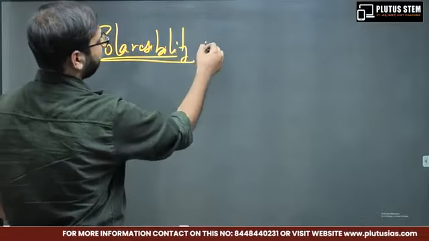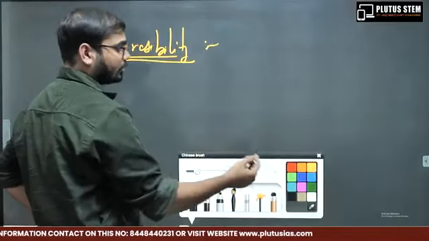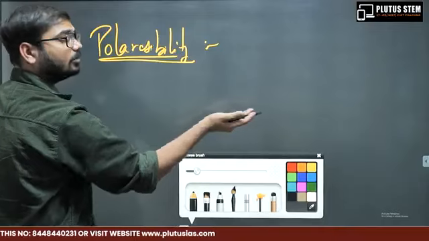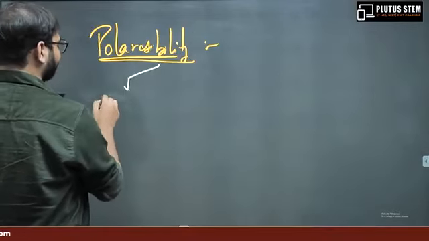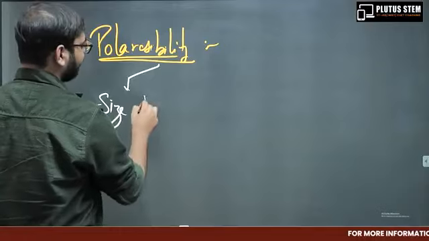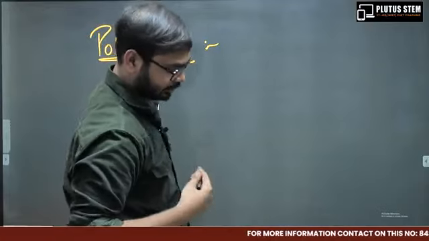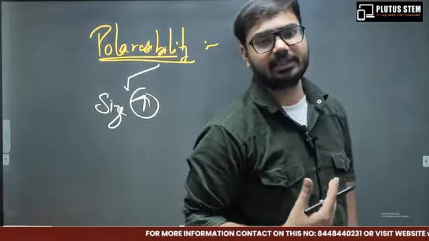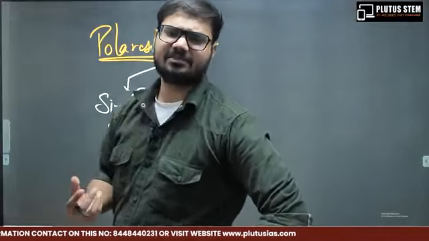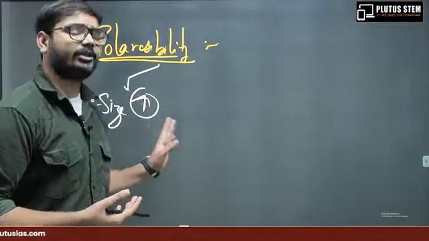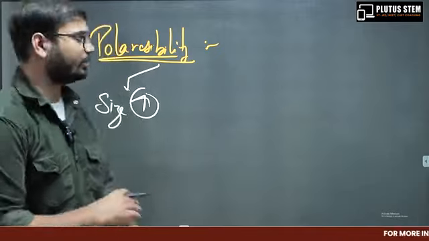Polarizability: how easily an ion lets its electron cloud get distorted or move towards the side of the cation. It requires again two things: size. A larger size means that the nucleus is not able to hold the electron cloud towards itself. So having a larger size means any species can easily withdraw that electron cloud from the nucleus.